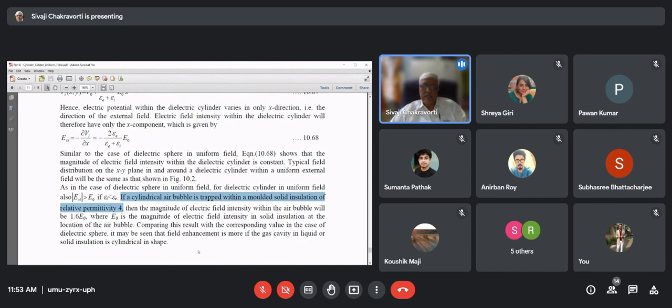So in 10.68, if you put epsilon e as 4, the numerator is 8, the denominator is 4 plus 1 is 5, so it becomes 1.6. You can see that the field inside the gas bubble is 60% higher, whereas epoxy resin is much better insulation than air. So if this gas bubble remains trapped in epoxy, what will happen? There will invariably be partial discharge in that gas cavity, and this will damage the equipment in the long run.